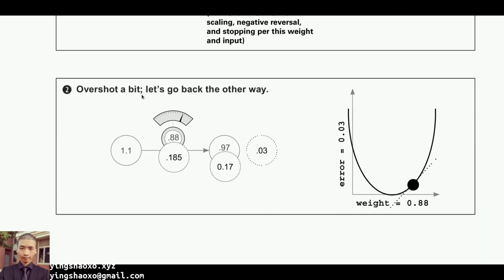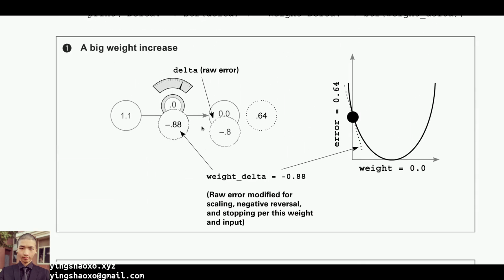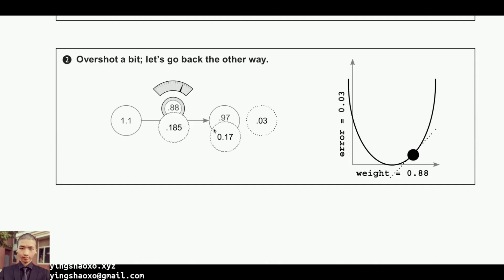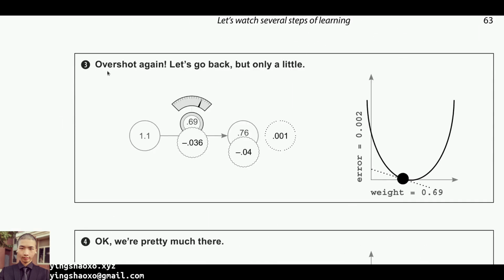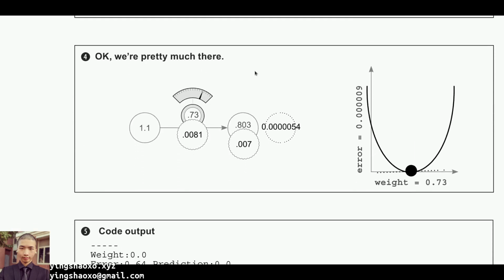Overshot a bit, let's go back the other way. So in this graph it's negative, but in this graph it's a positive weight, I guess. Overshot again, let's go back, but only a little. Okay, we are pretty much there.